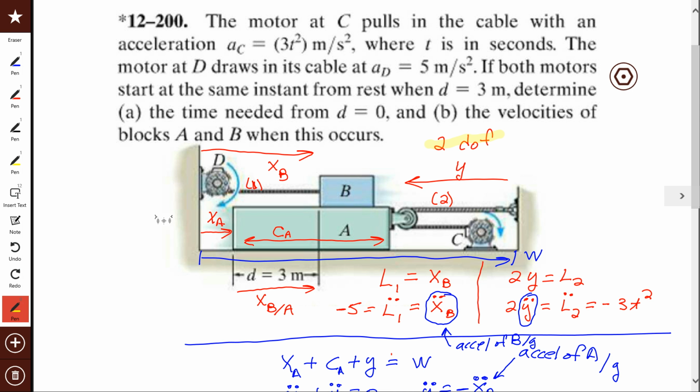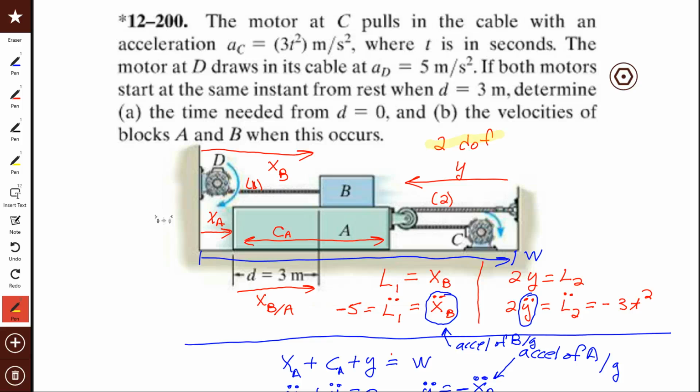What that means is if I know any 2 double dot terms, I can find all double dot terms. If I know 2 single dot terms, I can find all single dot terms. If I know any 2 positions, I can find any other position. So that's basically what it means.